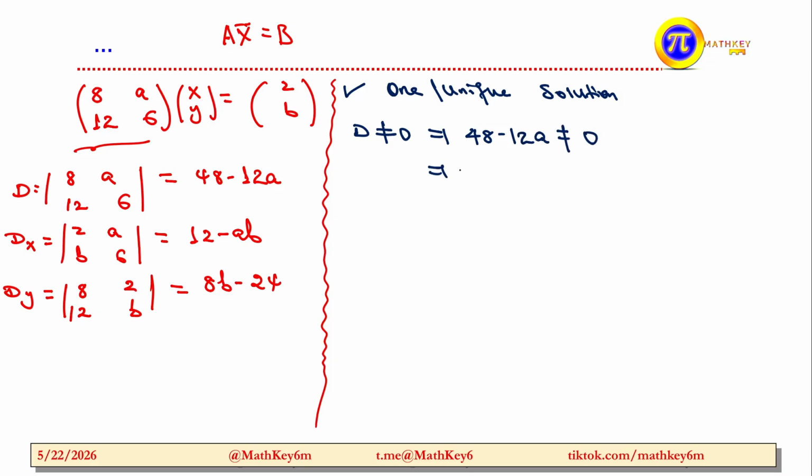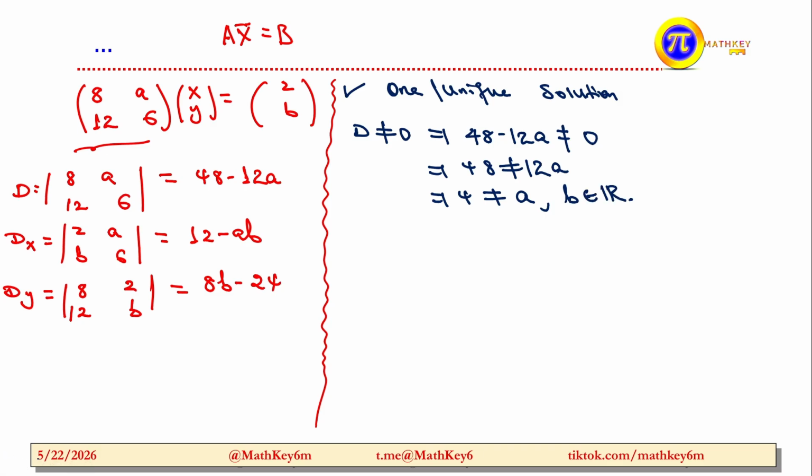What does it imply? This shows that 48 is different from 12a. So move negative 12a to the right side of this inequality. To find a, divide both sides by 12. This shows that a is different from 4. What about the value of b? b can be any real number.